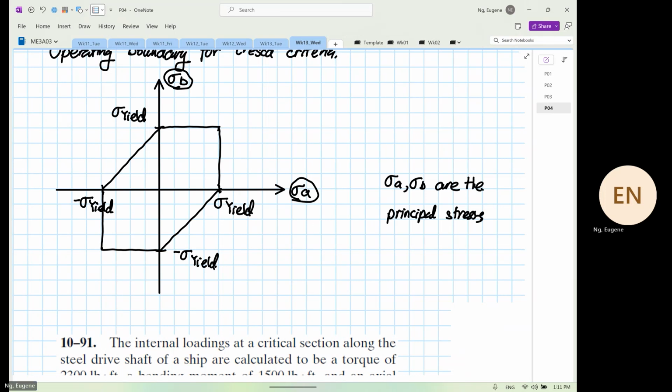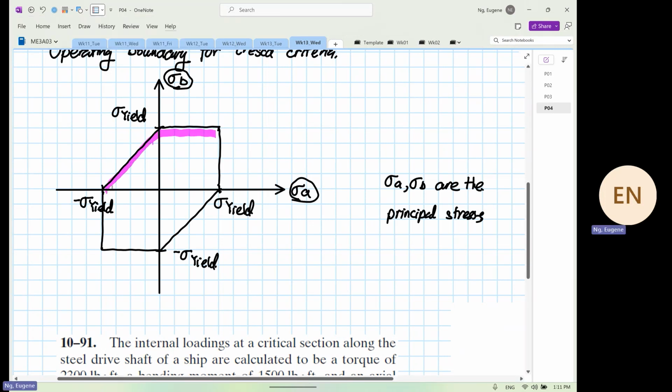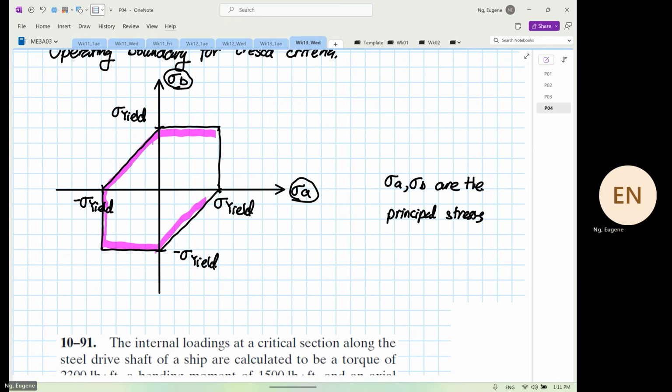Okay. So this is our boundary. In this boundary, anything that is inside the pink will not yield. Where you see I'm shading the pink. So anything that's inside here, what will happen? Will yield or will not yield? So it is the what? Operating bracket. Okay, so this is the operating bracket.